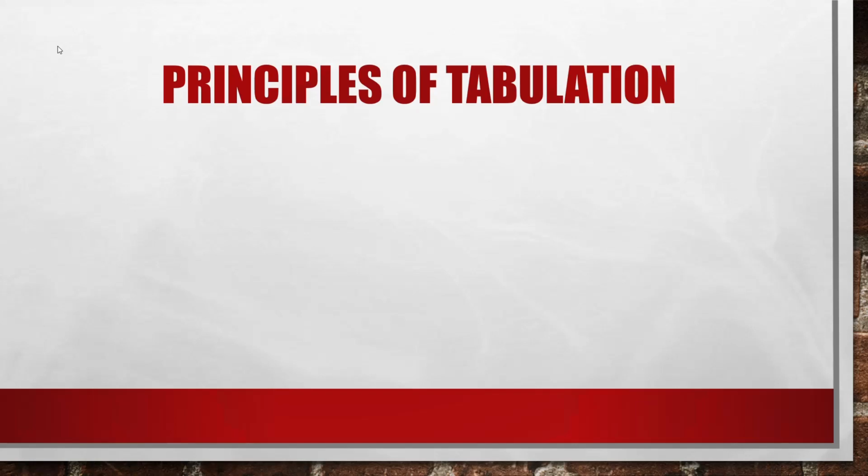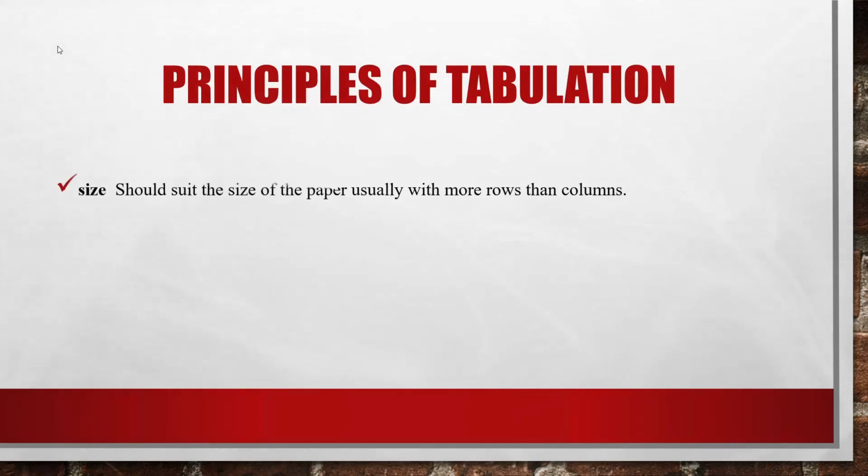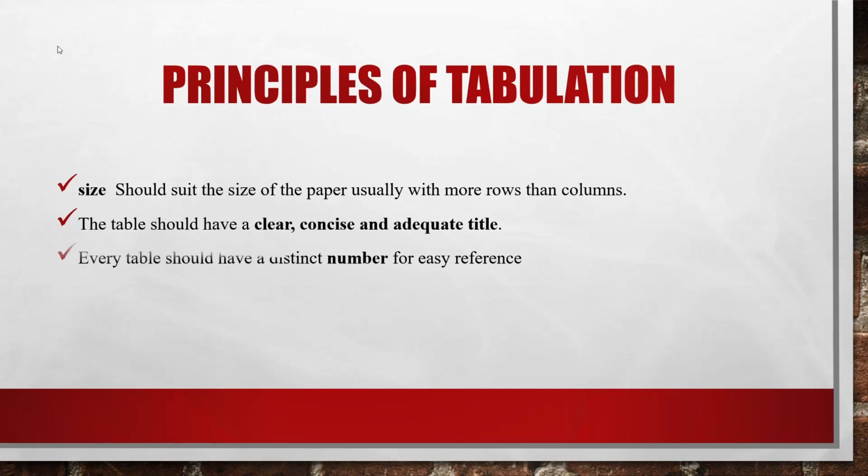Now we can discuss the important principles of tabulation. You know that tabulation means representing the data in tabular form, that is, rows and columns. The first principle is size: the size should suit the paper size. Then the table should have a clear, brief and adequate title. Every table should have a distinct number. We have seen in project reports and even in our textbooks there is a table number for each table.